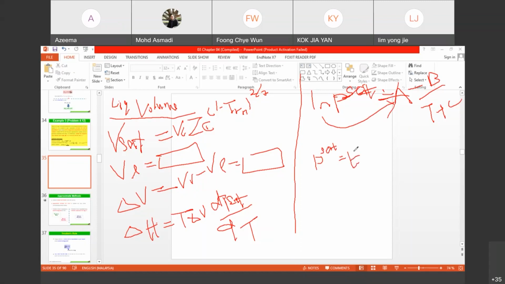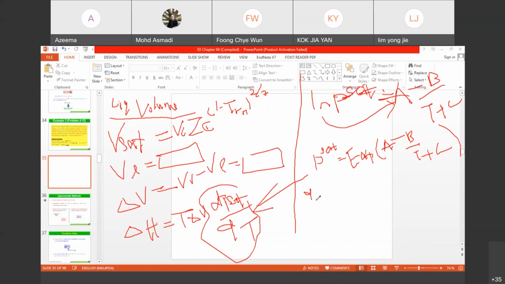Exponent of A minus B divided by T plus C. Then you have to differentiate, because this one is in terms of dP/dT. So how to differentiate? If on the left you differentiate, on the right side of the equation you also have to differentiate: dP saturated divided by dT.